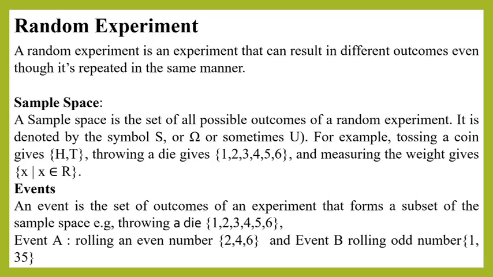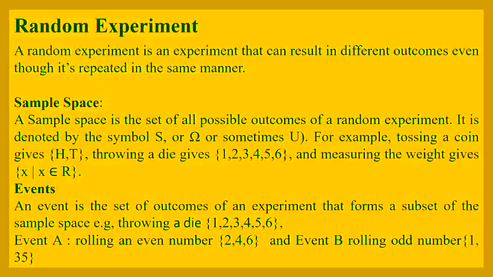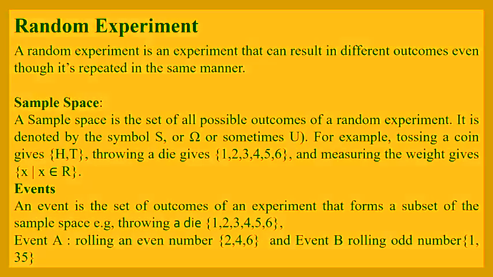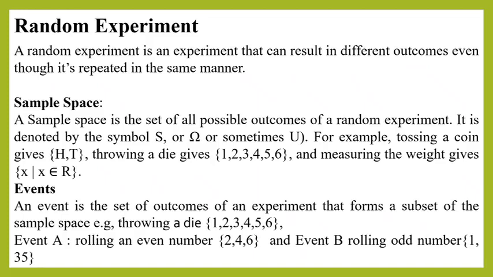Also take note that each individual outcome in the sample space is called a sample point. A sample point is each individual outcome in a sample space. For example, when we toss a coin, it is either head or tail. If it is head, it's a sample point. If it is tail, it's a sample point. So a sample point is the individual outcome in the sample space.